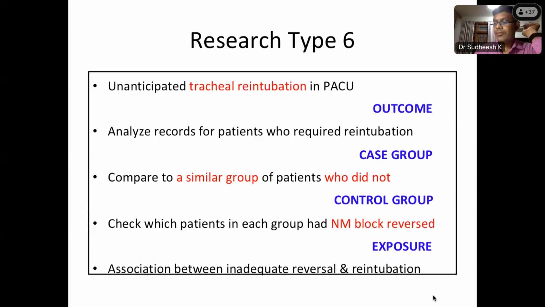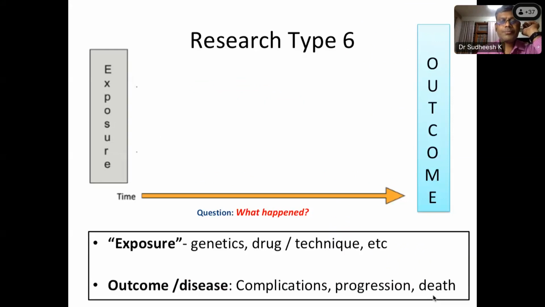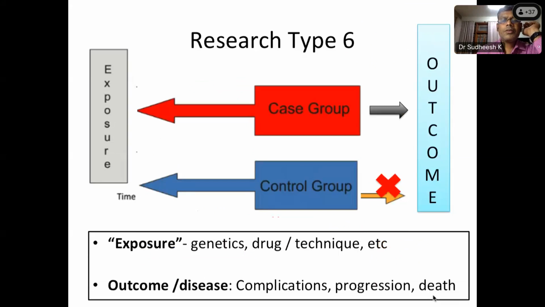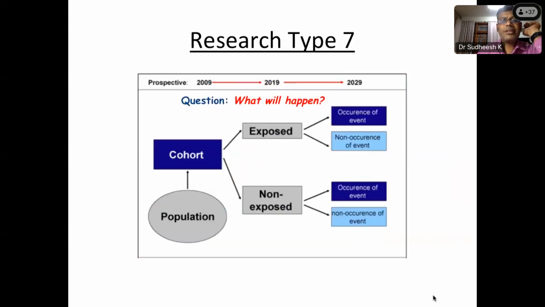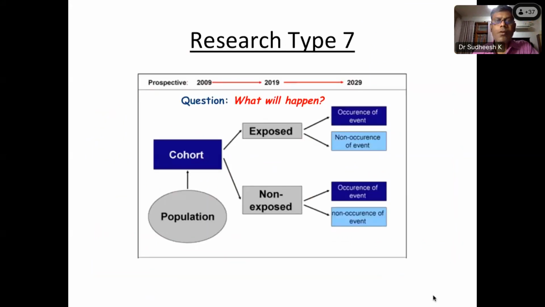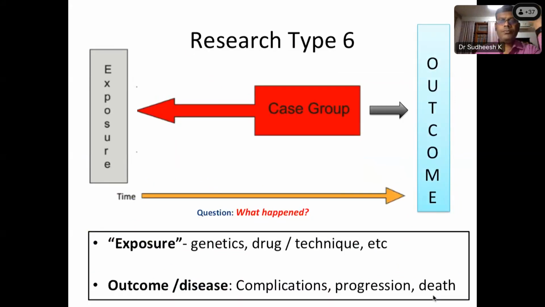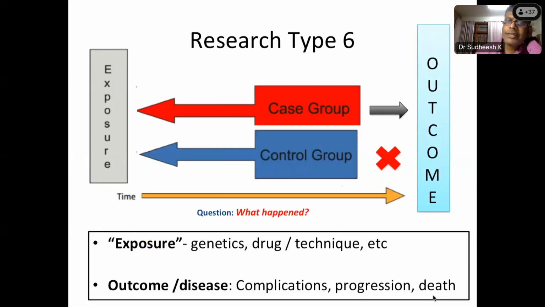So this kind of presentation, where you move from the outcome towards the exposure or cause that resulted in that particular outcome, involves a case group and a control group. They are matched, and eventually this kind of presentation is known as a case control study. From the outcome, you move towards the exposure. So this kind of study is known as a case control study.